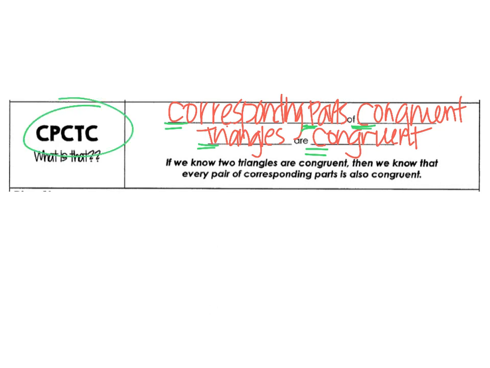If you want to give it a try, go ahead. So basically what CPCTC says is that if we know two triangles are congruent, then we know that all their corresponding parts are also congruent. All right, so that's what CPCTC is, and we're going to be using it a lot.